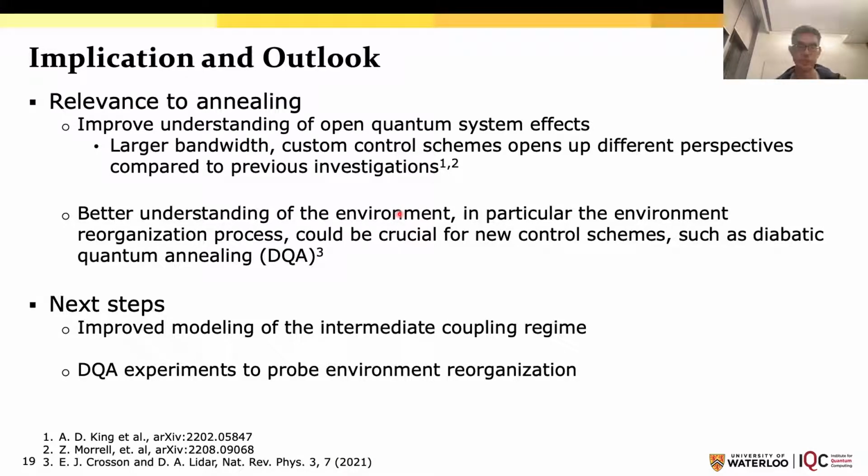For the next steps, we are pursuing better models, whether numerical or analytical, to better understand the intermediate coupling region results. And we also have DQA experiments planned to better probe the environment reorganization.